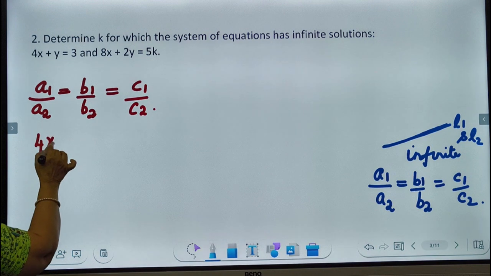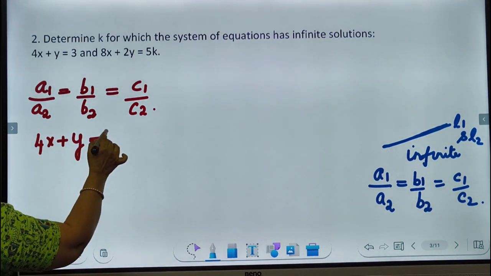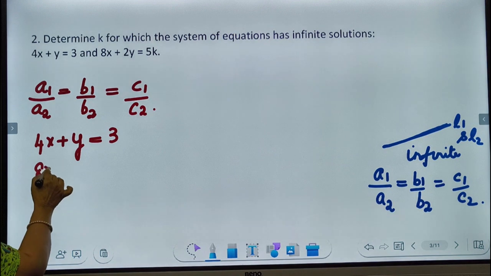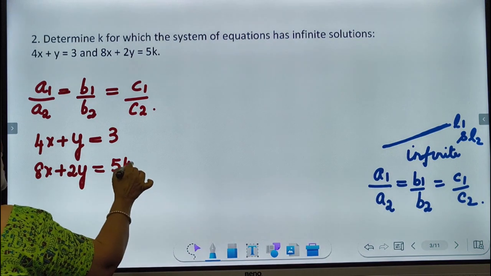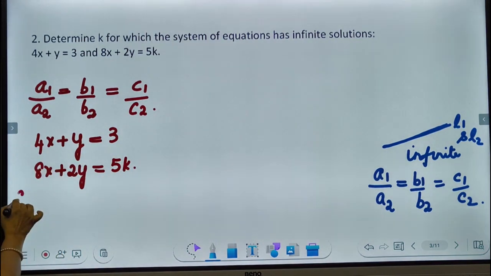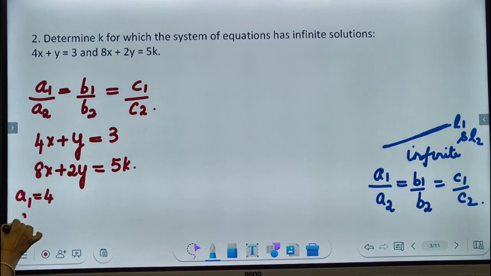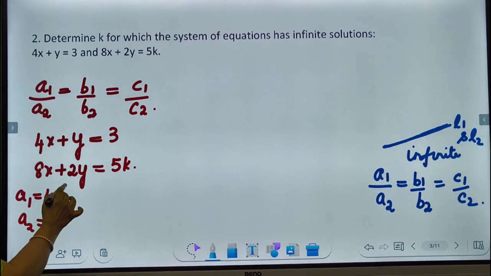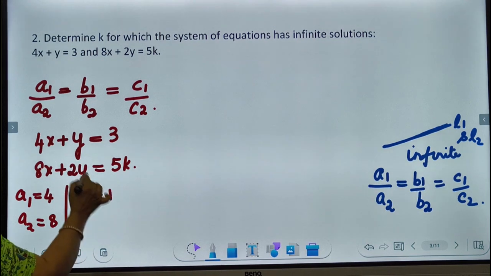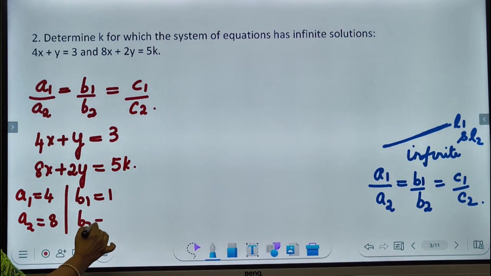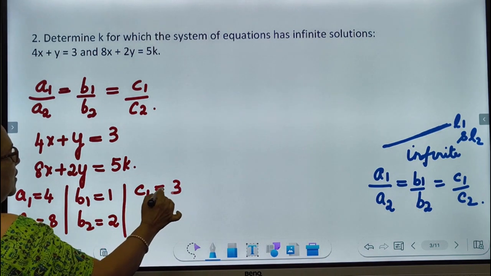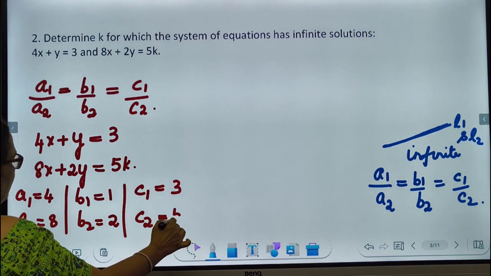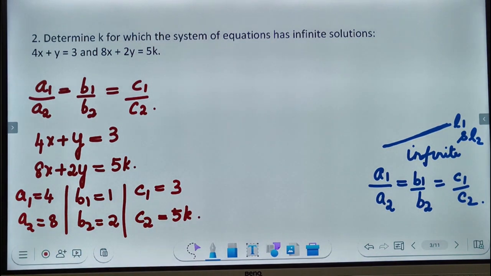What are the equations? 4x plus y equal to 3. 8x plus 2y equal to 5k. So now what is A1? A1 is 4, A2 is 8. B1 is 1, the coefficient of y. B2 is 2. C is the constant term. C1 is 3 and C2 equal to 5k. Now we have to find the value of k.